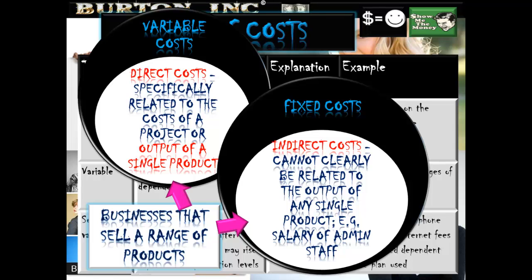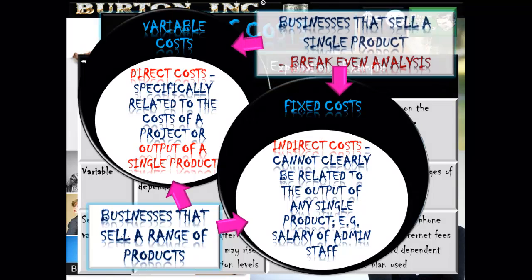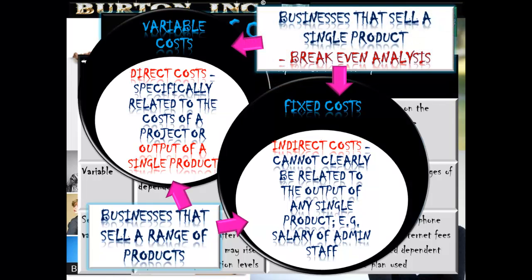For businesses that sell a range of products, we're going to talk about direct costs and indirect costs. And for businesses that sell a single product, here we have variable costs and fixed costs. We will be talking mostly about firms that sell a single product because it leads into the all-important break-even analysis which comes through in 5.3.